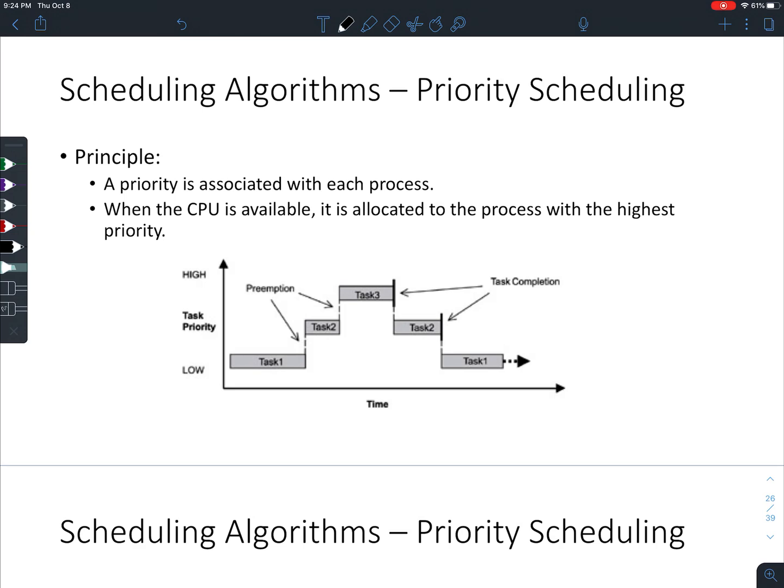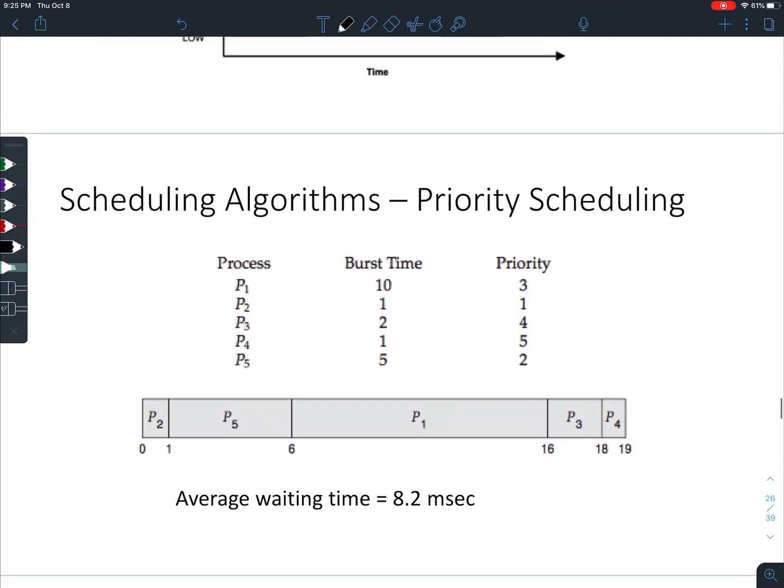And then given that shortest job first algorithm is not going to be practical in real life, people designed another one named priority scheduling. Priority scheduling is like we associate each process with a priority, and actually when we learned the concept of process, we already saw that each process is truly associated with a priority. For the priority scheduling algorithm, when the CPU is available, it allocates the CPU to the process with the highest priority.